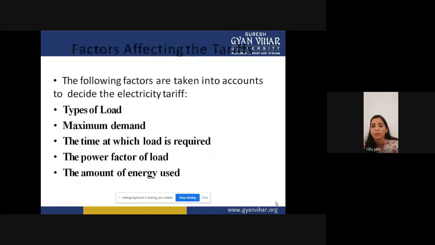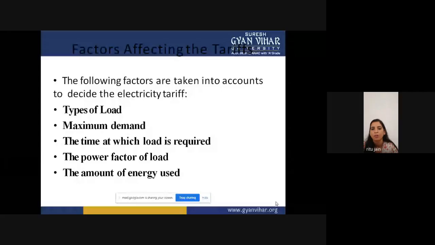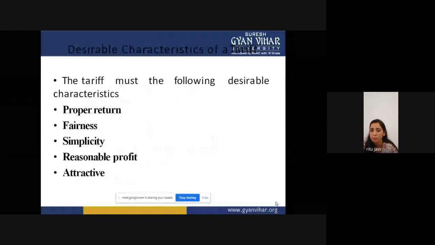Now, what are the factors affecting the tariff? The following factors are taken into account to decide the electricity tariff: the type of load, which kind of load you are using, maximum demand, the time at which load is required, the power factor of load, and the amount of energy used. These are the different factors used when you decide how much you have to pay for your electricity bills.